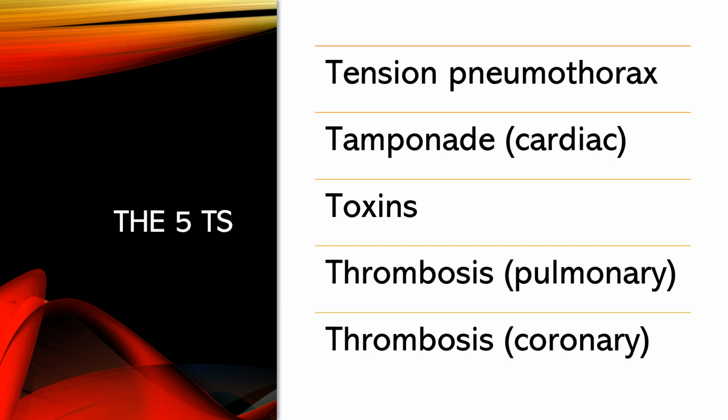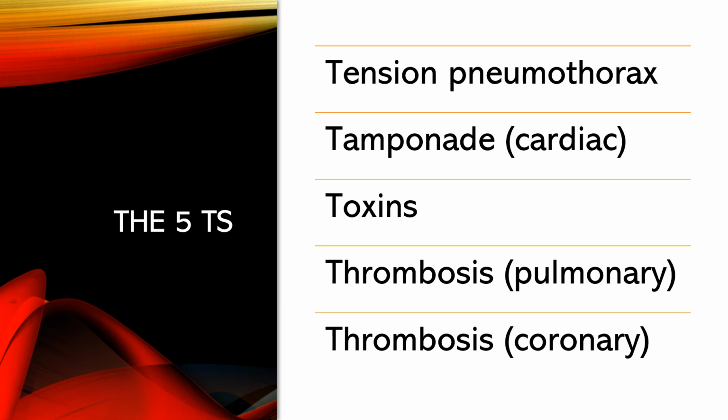Thrombosis, pulmonary. Pulmonary embolism is the blockage of a pulmonary artery, often caused by a blood clot. Risk factors include immobility, recent surgery, or a history of deep vein thrombosis. Symptoms may include sudden shortness of breath, chest pain, and tachycardia. Nursing interventions include administering oxygen, monitoring vital signs, and administering anticoagulants or thrombolytics as ordered.